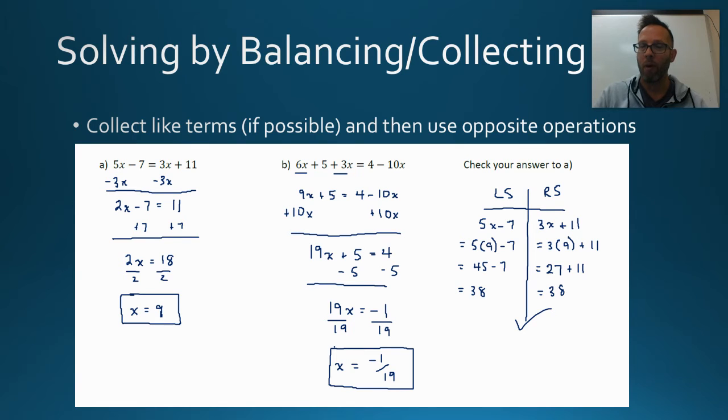Two examples where we collect like terms if possible, and then we group the x terms on one side, and make it into a 2-step equation. So let's keep going.